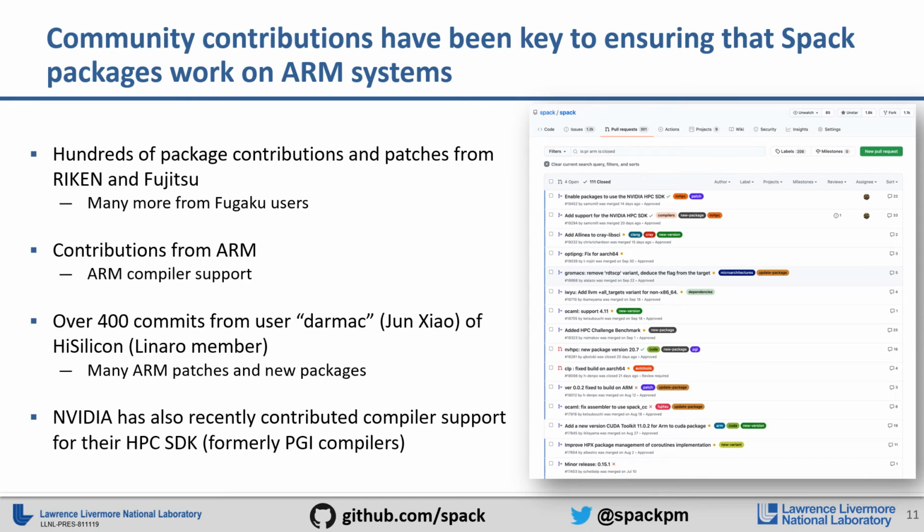Obviously from Riken and Fujitsu, the teams there have done lots of patching of packages to make sure that they build. That's how they got their success rate with the compilers up so high. It wasn't initially. There have been contributions from ARM itself, so compiler support. We had over 400 commits from one user who's contributed a bunch of packages, but also a number of patches specifically for ARM. And that's this Darmac user from HiSilicon, which I believe is a Linaro member. And so they've contributed an awful lot to the ARM ecosystem.